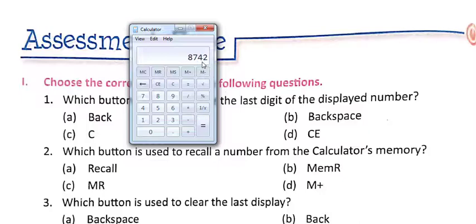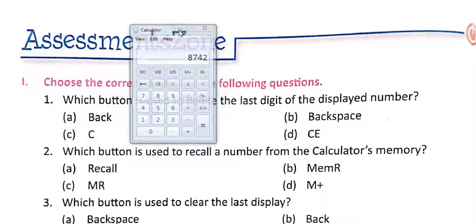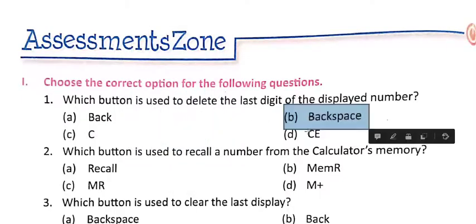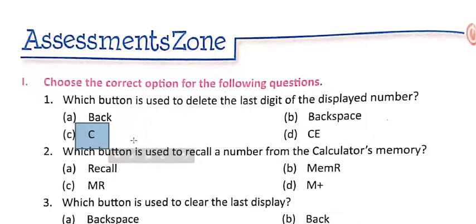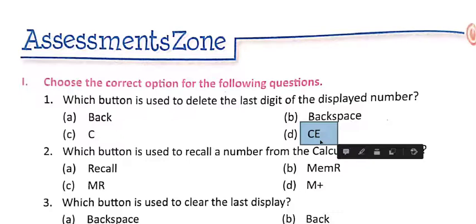Backspace key deletes the last digit of the displayed number that we have entered. See, I have pressed the backspace key and it deletes the last digit 6. So here the answer will be backspace key or backspace button. The C button is used to clear the whole display and the CE button is used to delete the last entry on the calculation that we are making.